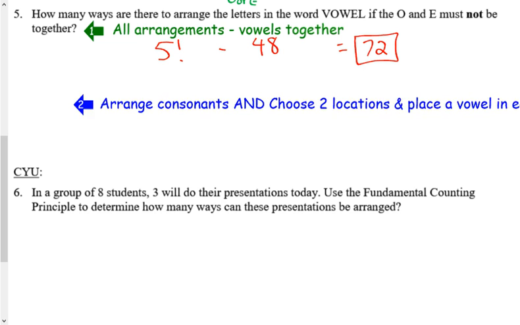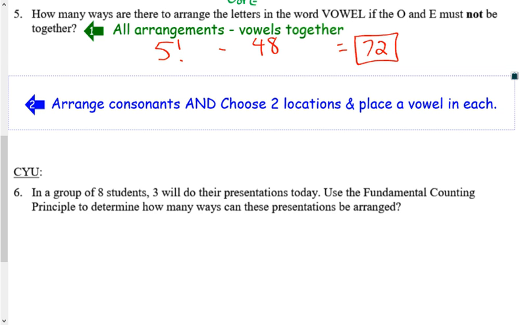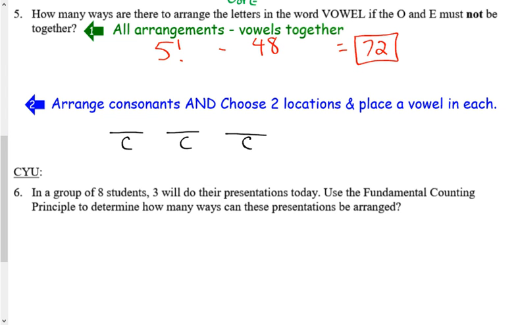But let's look at the other way we could do this. This would be similar to our first method for number 4. We could arrange all the consonants and then choose 2 locations to put the vowels in. So I have 3 consonants, and arranging those will be 3 times 2 times 1. And then I need 2 locations for vowels.